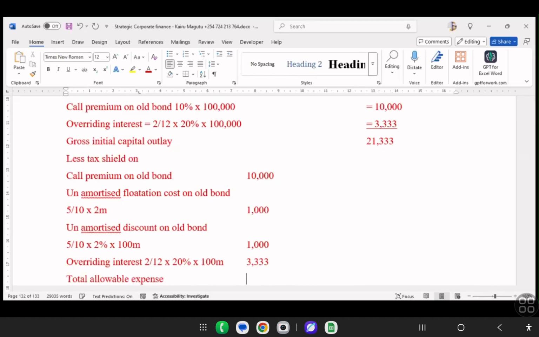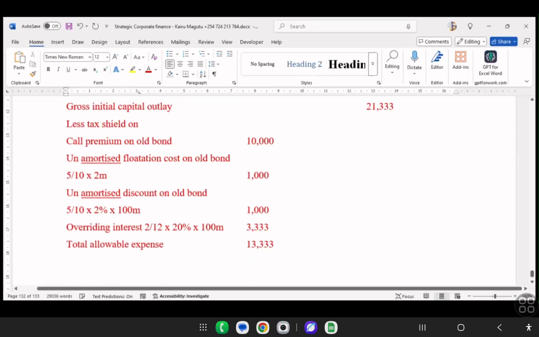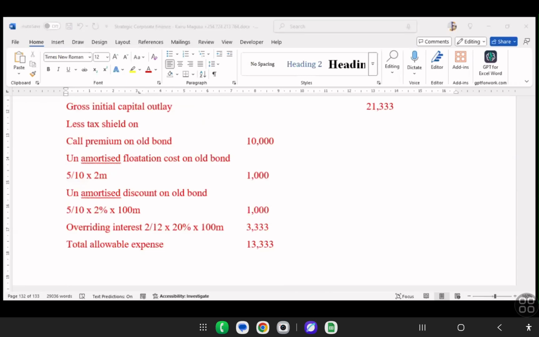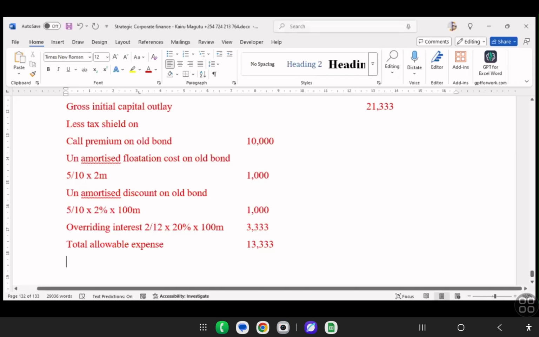Add these three. This is 3, 4, 5. Is it 13, 333? Can you confirm, please? Confirm whether it is 13, 333. Is it 13 or 15? 13, 15.